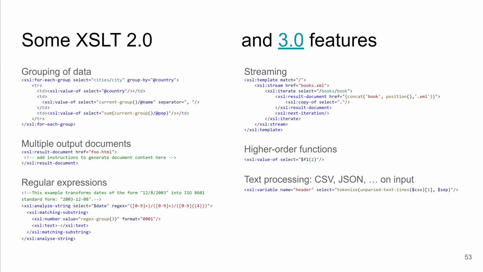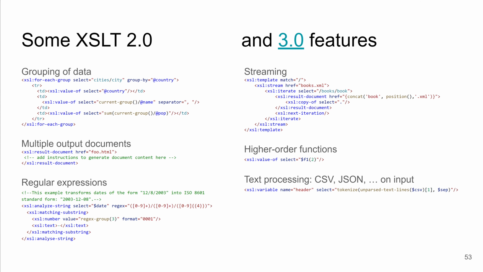If we want to output to multiple documents, there is the xsl:result-document, which generates another output, and the content of the xsl:result-document actually gets outputted to another file. There is support for regular expressions. So if you want to transform texts, for instance, here we transform from one date representation to another, there is a support for that in XSLT 2.0.